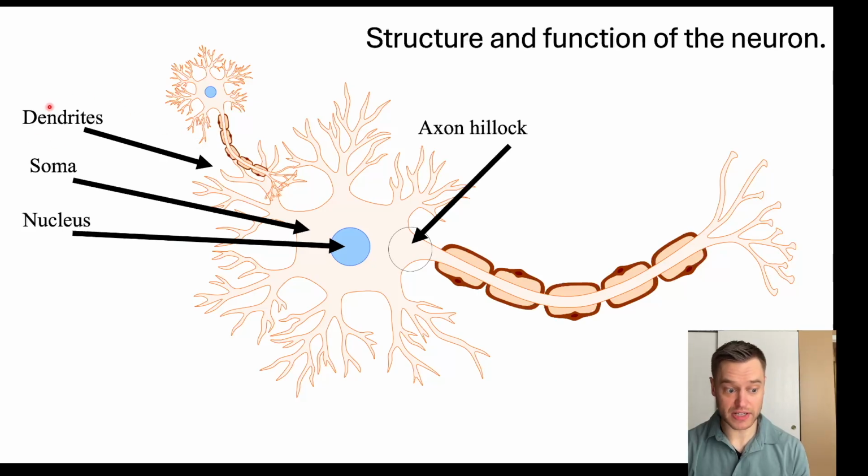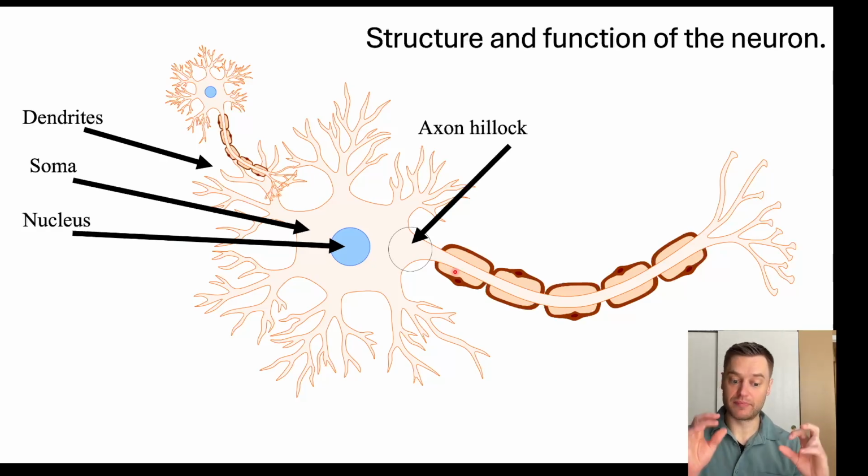So we have dendrites. Dendrites receive information from presynaptic cells, or other neurons. The dendrites are attached to the soma, which is the body of the neuron, which contains all the organelles, including the nucleus. And then we have a point where the soma meets the axon. That's called the axon hillock.